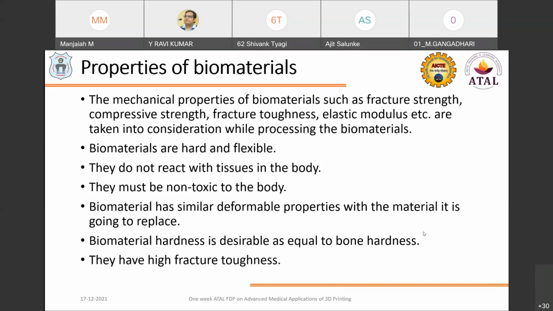The hardness of these biomaterials is desirable as equal to the bone hardness. Whatever hardness the human bone has, the material should have the same kind of hardness as well as the elastic modulus properties. And they have a high fracture toughness like bone material. These are all the properties required in biomaterials. Only then can these materials be used as implants to replace the existing failed or fractured parts in the human body.